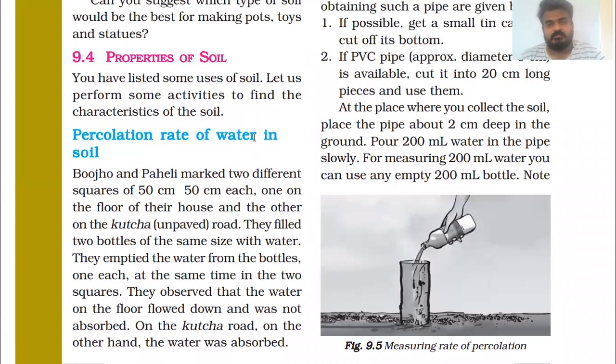Good morning, friends. In the last session, we started this topic 9.4, that is properties of soil. We have seen something basic of the percolation rate of water in soil. In this, we have taken two examples to understand this percolation rate. One is simply the floor of our home, and another is a high road, or simply the outside of our home.